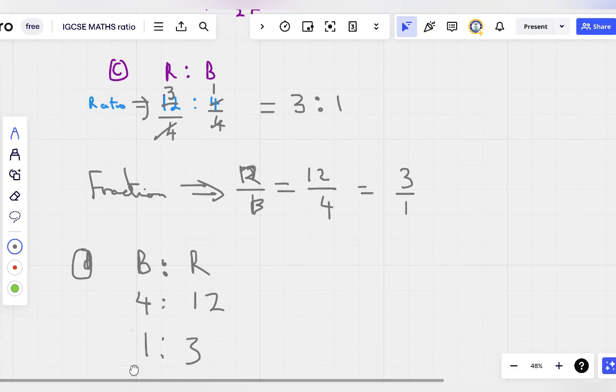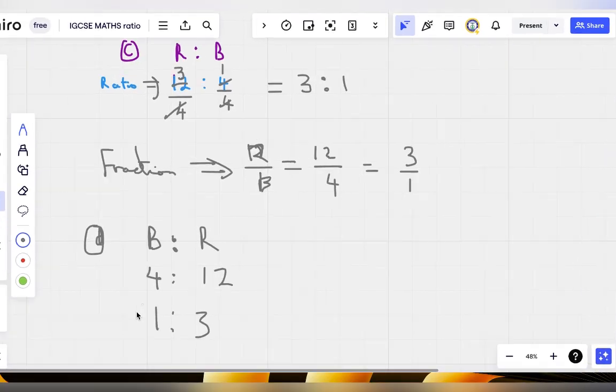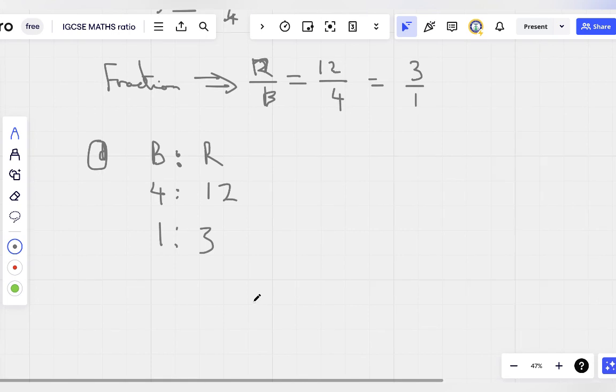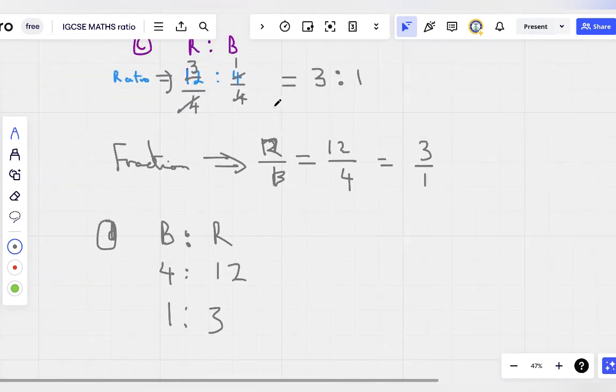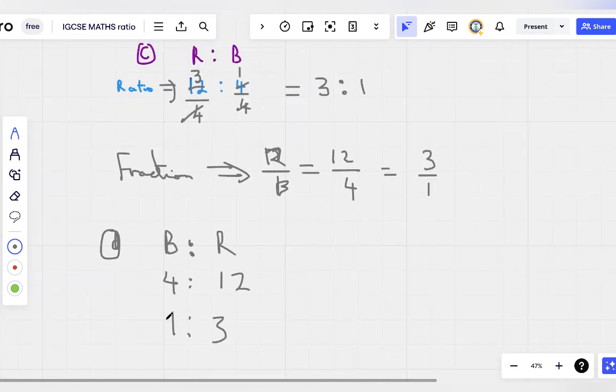Mind you, ratio 1 to 3 is different from ratio 3 to 1. Don't think they are the same answer. The first one was ratio 3 to 1. This one is ratio 1 to 3. So if you mix them up, you're going to fail. In fraction, this will be 1 all over 3, if you want to put it in fractional form. Or 4 over 12. Okay, that's that for that.